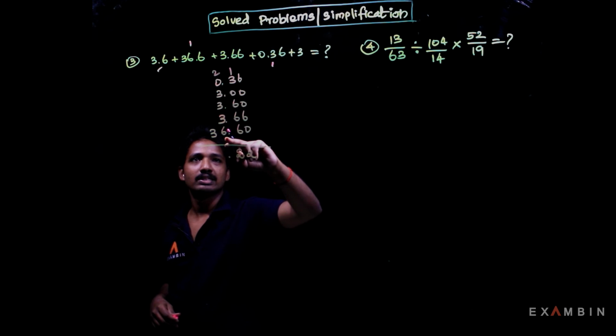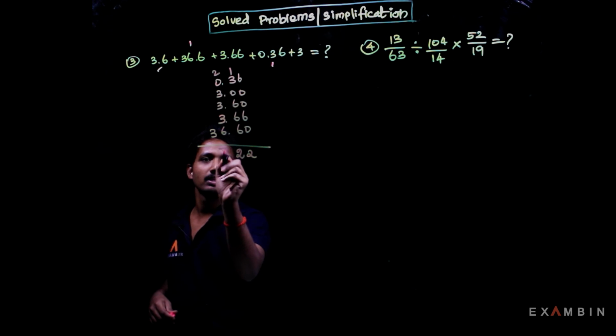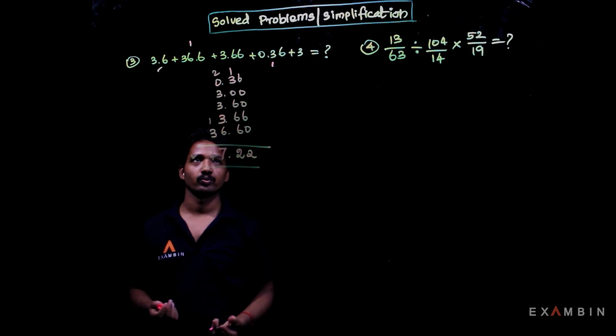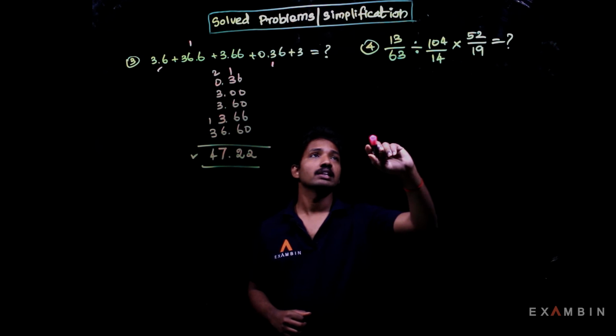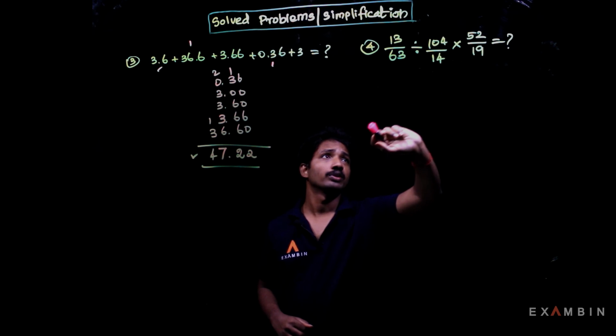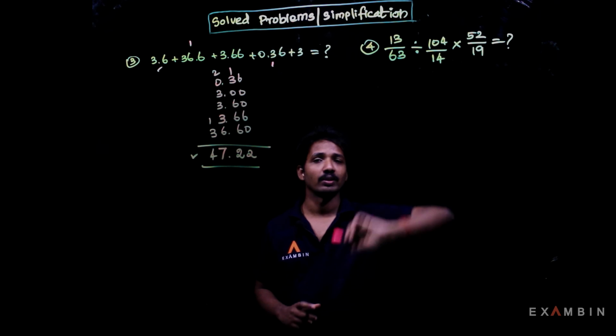40 are 12 plus 3, 15, 15 plus 2, 17, carry 1. So the answer is 47.22. We will now see the fourth example: 13/63 divided by 104/14 into 52/19 is equal to question mark.